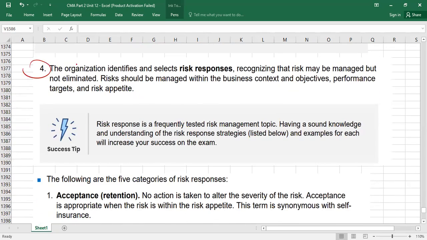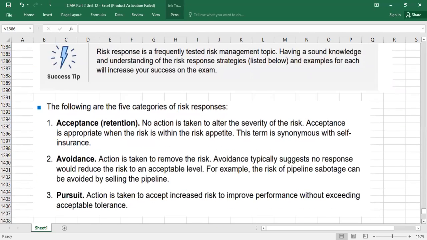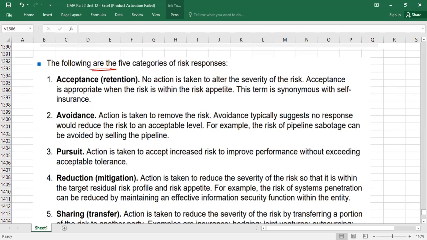Then guys, the fourth principle is what? The fourth principle is that you have to select risk responses. Risk responses, I have already told you previously, even in today's session. We have different responses or different methods we can use to mitigate or reduce risk. We can have risk retention, acceptance, risk avoidance, risk pursuit, risk mitigation, risk sharing. So acceptance or retention.